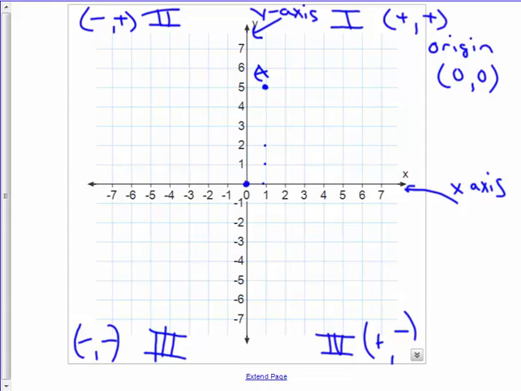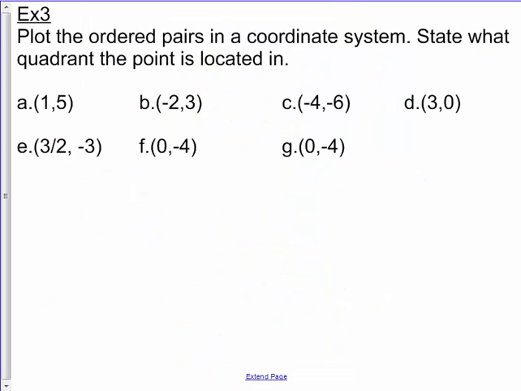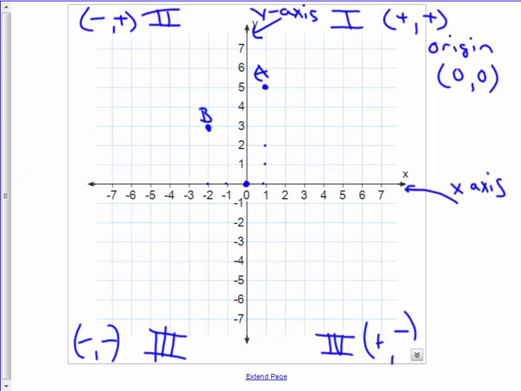In B, I'm going to do the same thing. So I'm going to take my point, and I'm going to count how much in the x direction, how much in the y direction. That's my point B. In C, it's negative 4, negative 6. So I'm going to start at 0, 0. Start at 0, 0. And I'm going to go negative 4 in the x direction, and then negative 6 in the y direction. So that's my point C.